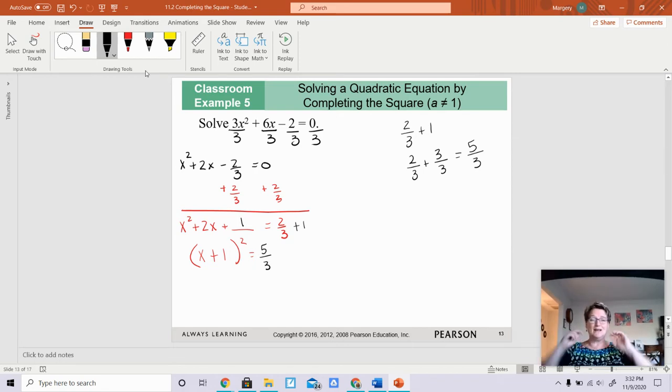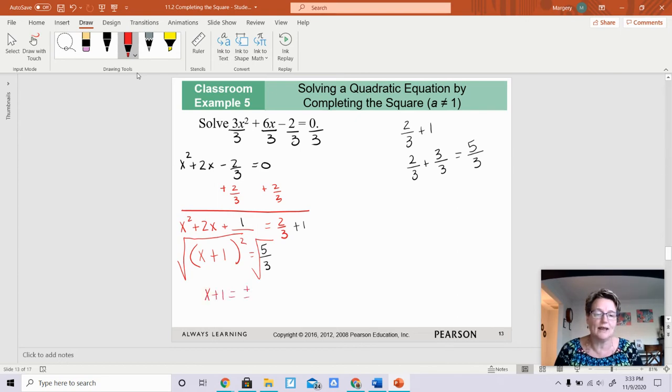All right, now this one could be a little bit tricky because we're going to have to do a little bit of extra stuff. So in order to get rid of a square, we need to square root both sides. So we are going to square root this side, and you're going to square root this side. Now when you square root x plus 1 squared, you're going to get x plus 1 equals plus or minus the square root of 5 over the square root of 3. Now remember, from a long while ago, you're not allowed to leave a square root in the denominator.